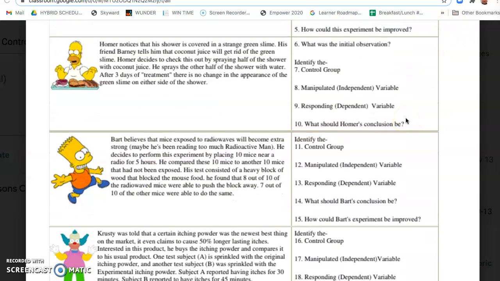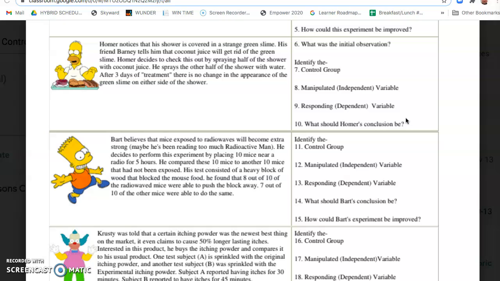Bart believes that mice exposed to radio waves will become extra strong. Maybe he's been reading too much Radioactive Man. He decides to perform an experiment by placing 10 mice near the radio for 5 hours. He compared these 10 mice to another 10 mice who had not been exposed. His test consisted of a heavy block that blocked the mouse food. He found 8 of 10 of the radio wave mice were able to push the block out of the way. 7 of the 10 of the other mice were able to do the same.